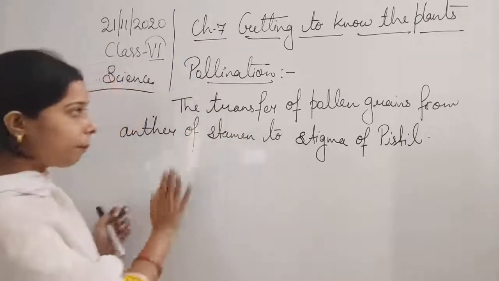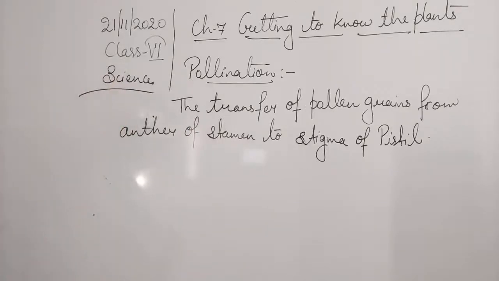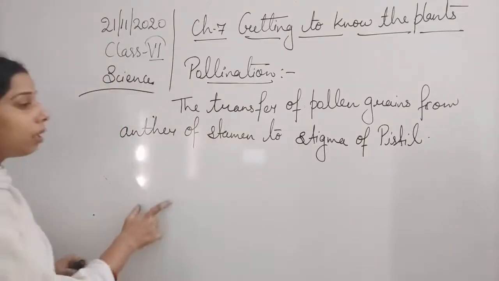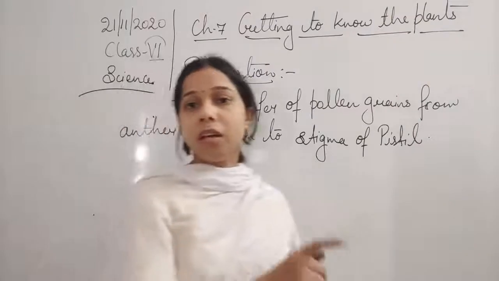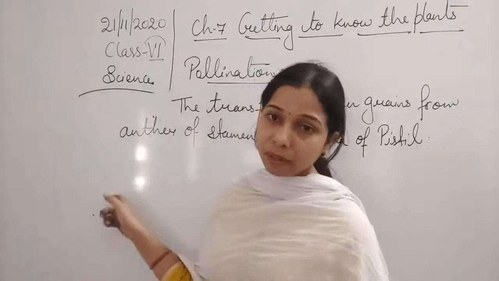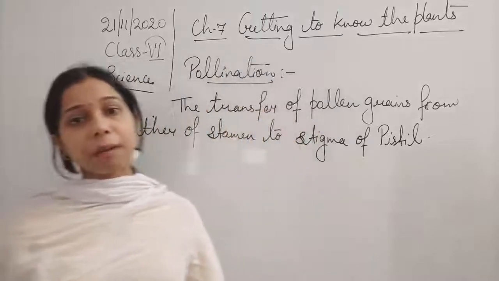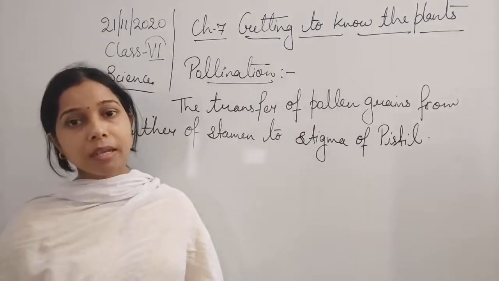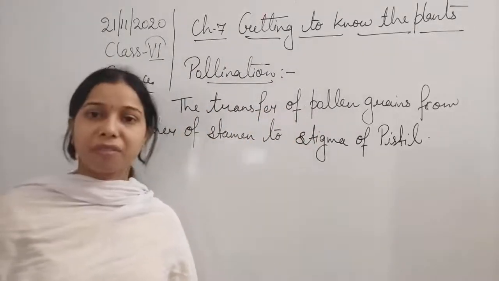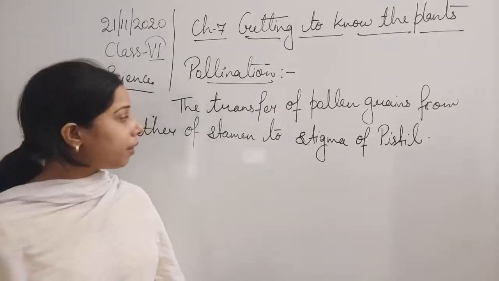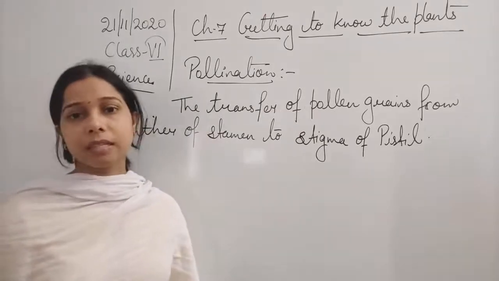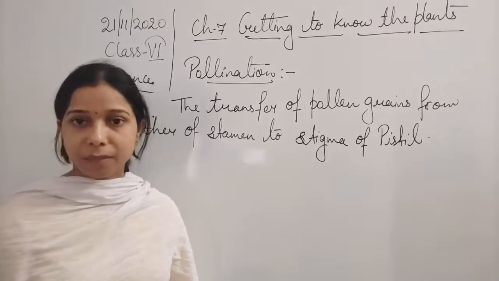Okay, so what is the definition of pollination? That is the transfer of the pollen from the anther of the stamen. The anther is the part which consists of pollen; the stamen consists of the anther. So, the transfer from the anther of the stamen to the stigma of the pistil.